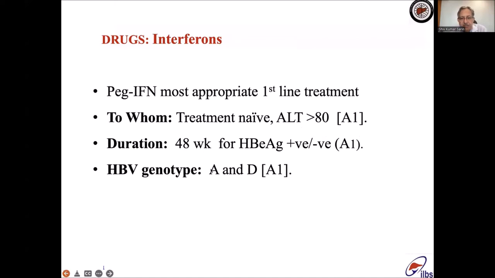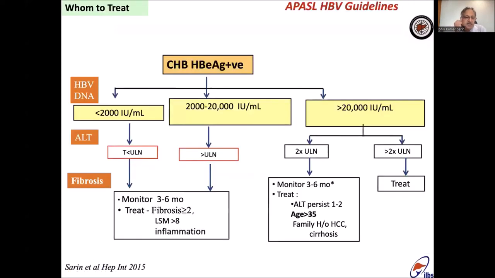Interferon is the most appropriate first-line treatment. Who is a good candidate? Where immunity is good and ALT is above 80. Normal ALT, never give interferon. 48 weeks, and generally genotype A is better, not D. A is better. So this is our guideline.